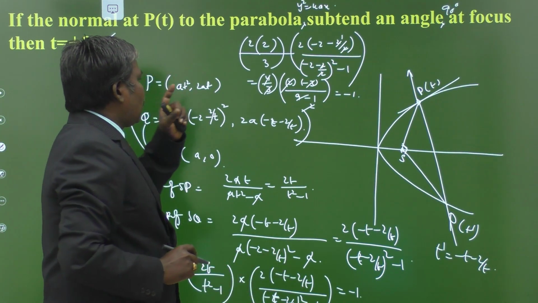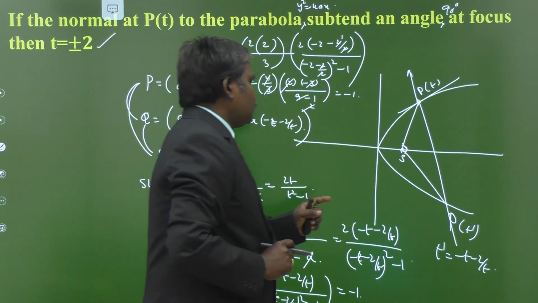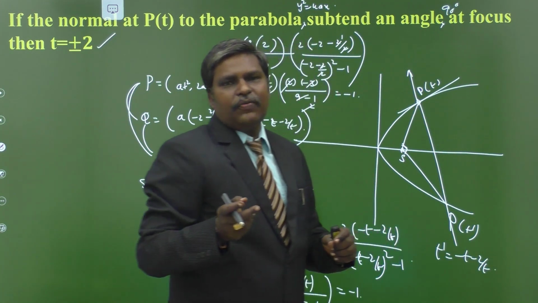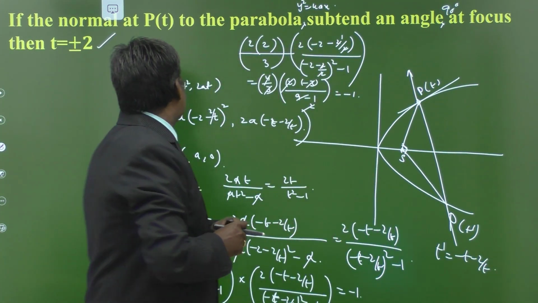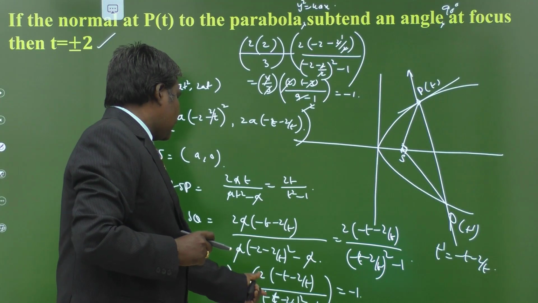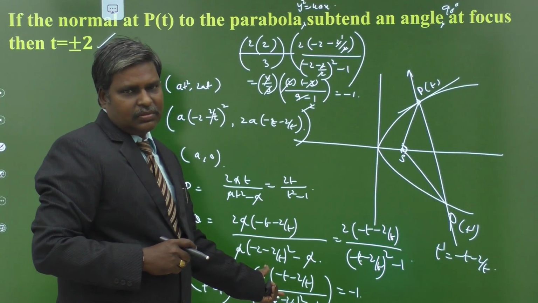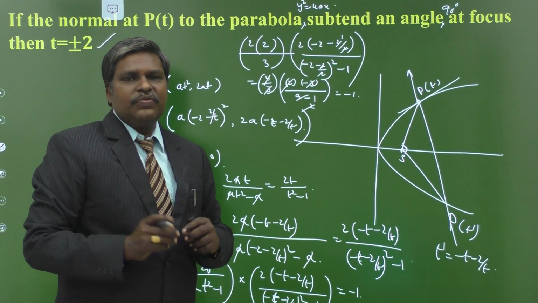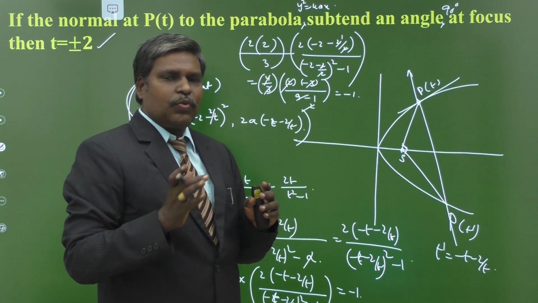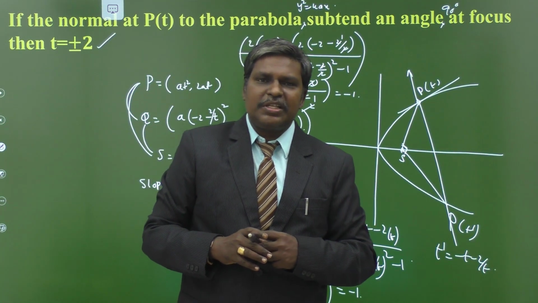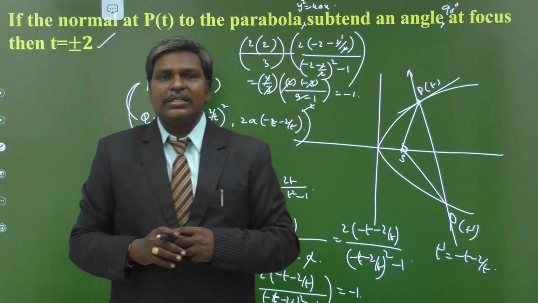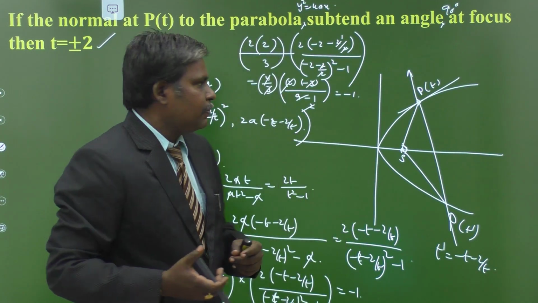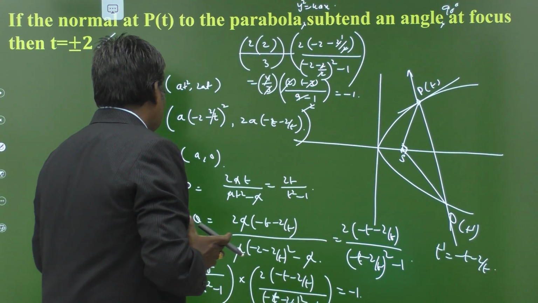Hence if the normal at p of t to the parabola subtends 90 degrees at the focus, then the value of t is plus or minus 2. Or you may cross multiply and simplify this one, you obtain t equal to plus or minus 2. So if the normal subtends 90 degrees at the vertex, the value of t is plus or minus root 2. At the focus, the value of t is plus or minus 2. Okay, remember the result.